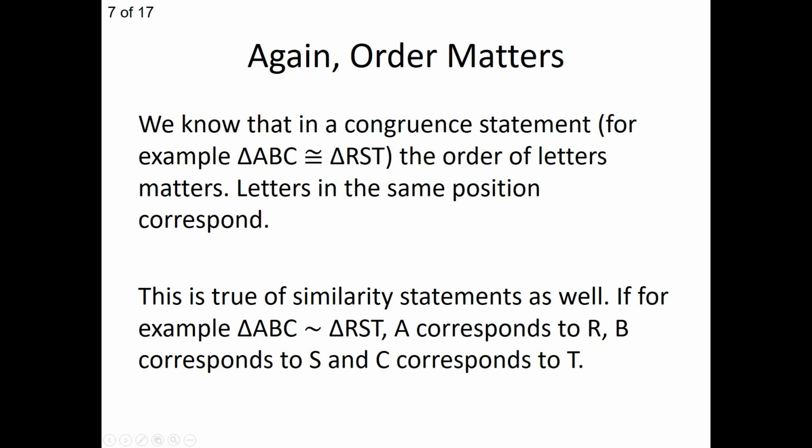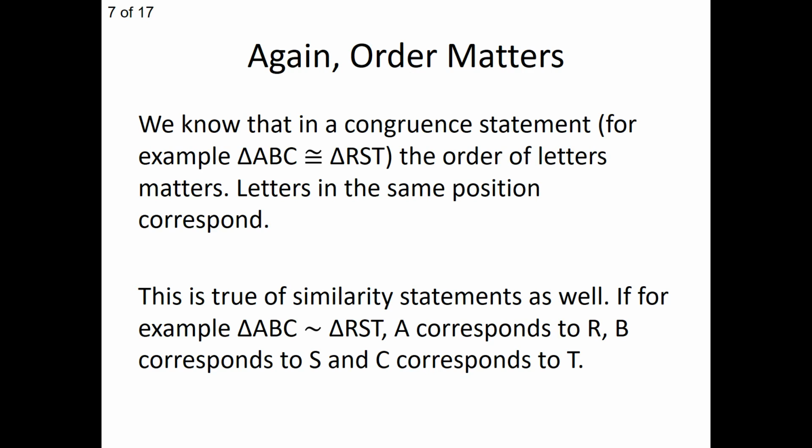Now, just like with congruence, order matters in similarity, which means the first position must correspond with the first position of our second polygon. So in other words, in our example that we saw earlier, triangle ABC is similar to triangle RST. That means A corresponds with R, B corresponds with S, and C corresponds with T.